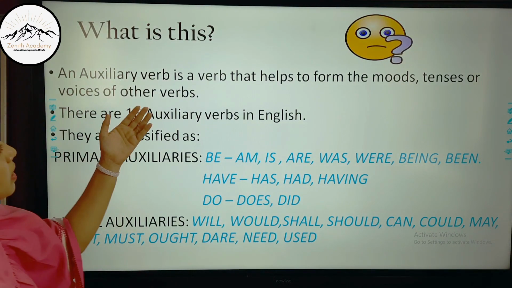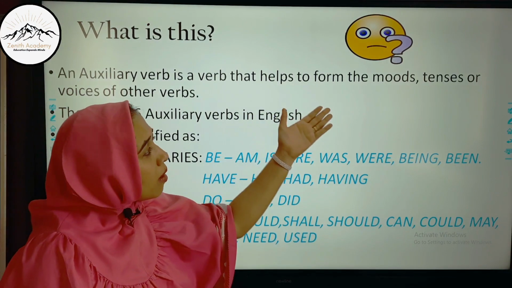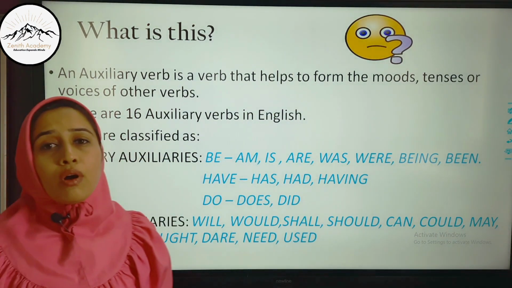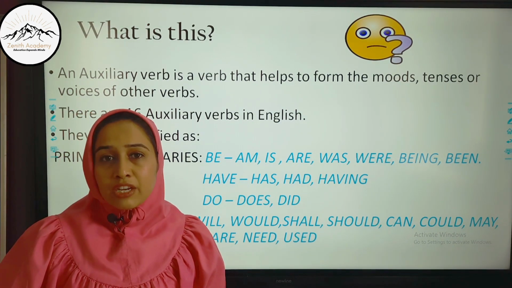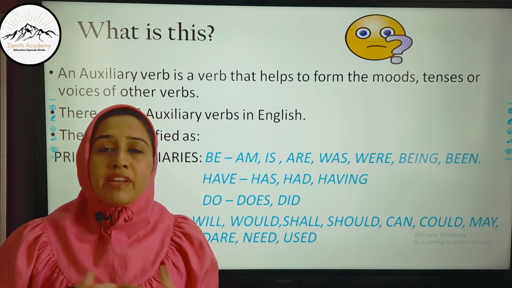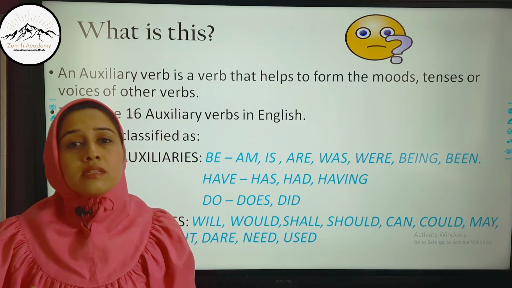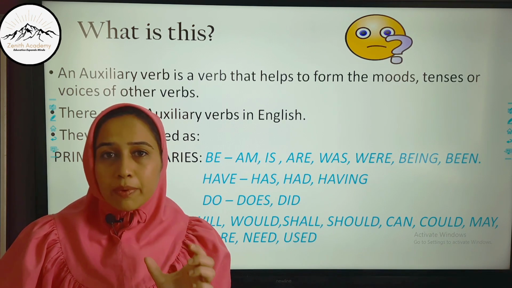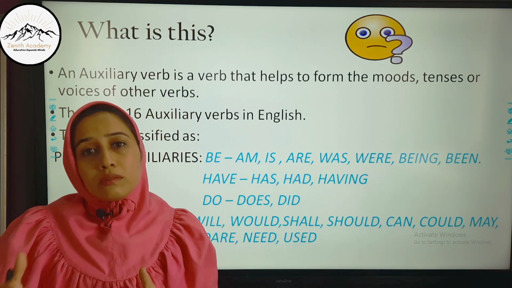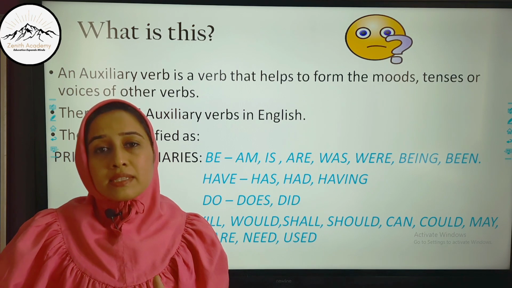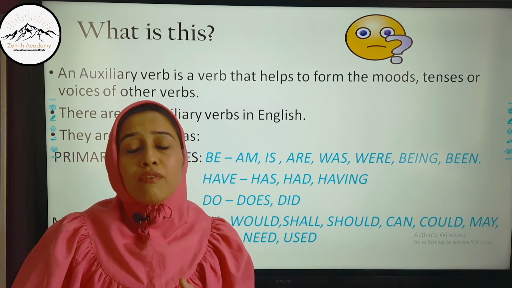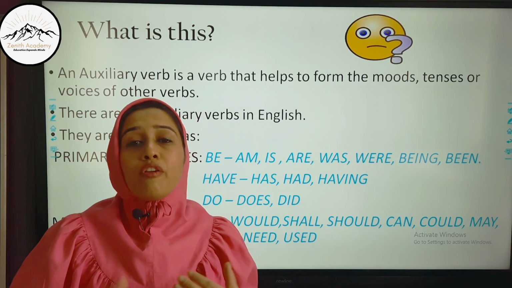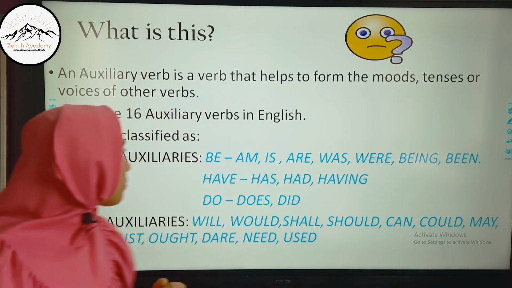An auxiliary verb is a verb that helps to form the mood, tenses or voices of other verbs. Now we all know that voices, that is active, passive, direct, indirect, all the kinds of tenses, or how a particular sentence is conveyed, everything depends on one part of speech, that is a verb. But verbs are divided into auxiliaries, modals, etc., because these are the words that actually describe what we are conveying or in which tense we are talking.